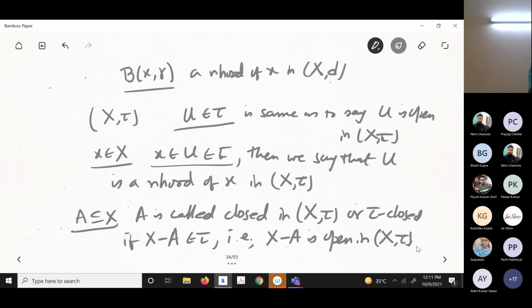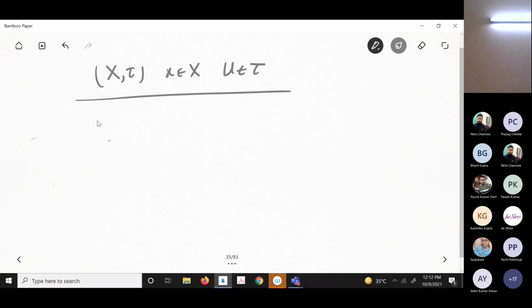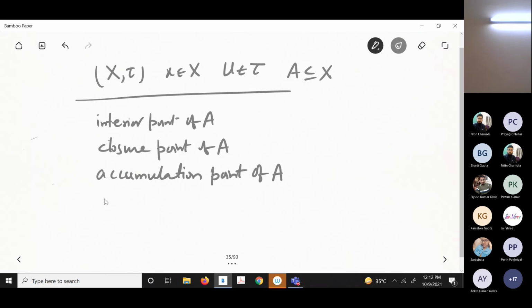Now we have defined, you should read that, here with (X, tau) a topological space, x belongs to X, U is an open set. Then we could define interior point, A is a subset of X. We could define interior point of A, closure point of A. Instead of a ball, you'll have to replace it by an open set containing that point x. Closure point of A, accumulation point of A, and boundary point of A.